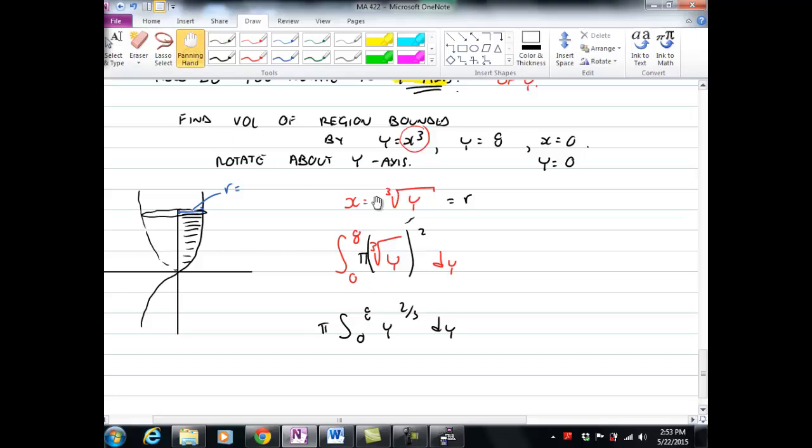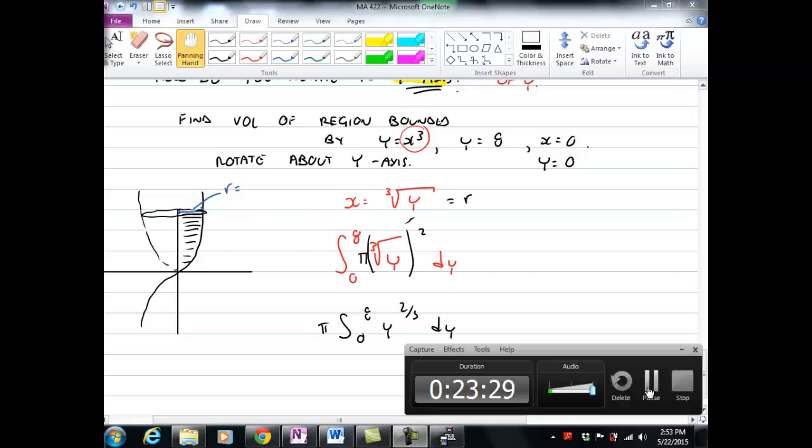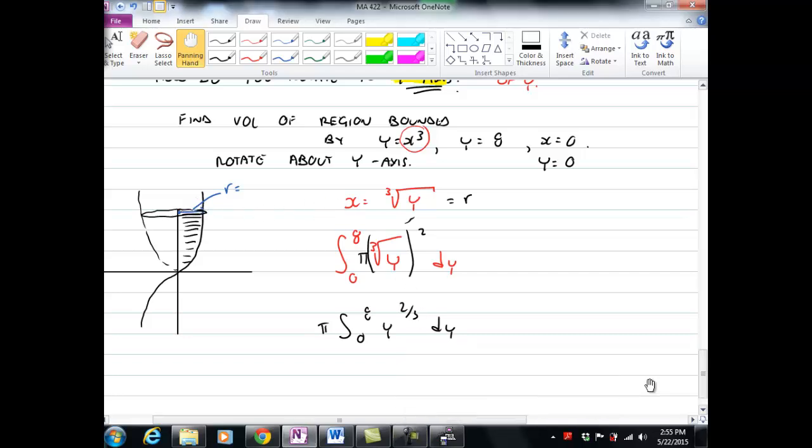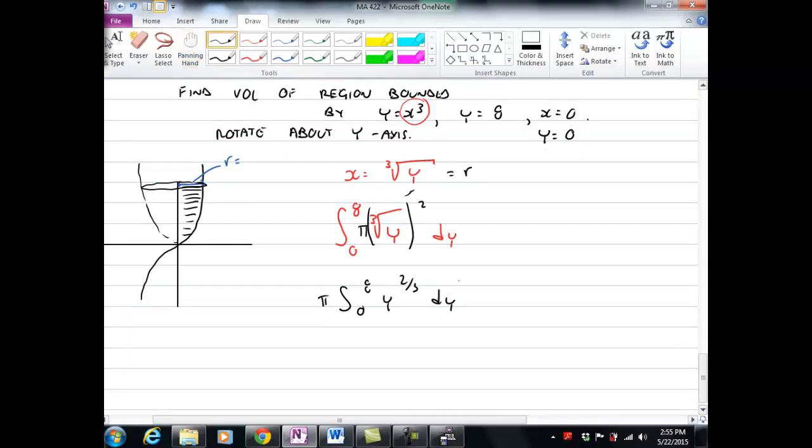Because if I rotate in the y-axis, your radius now is this piece. I'm going to quickly give you the answer. If you did this correctly, you should have 96 pi by 5. And you can actually go home and try this on your own.